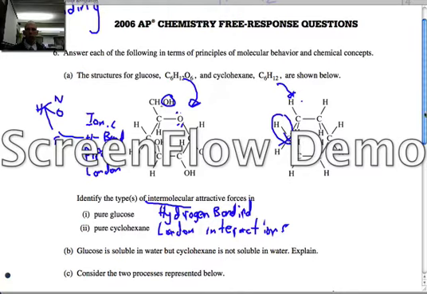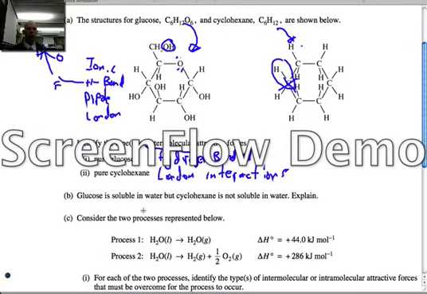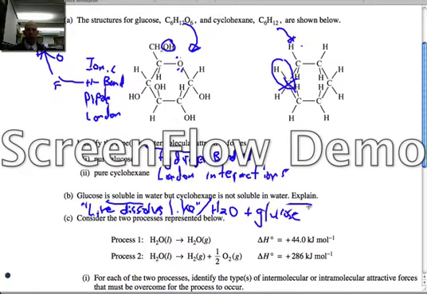All right, so let's go on to this next thing. It says glucose is soluble in water, but cyclohexane is not soluble in water. Explain. So when we think about solubility in water, we think like dissolves like. So let's write that. Like dissolves like. And we could just say that H2O and glucose both H bond.